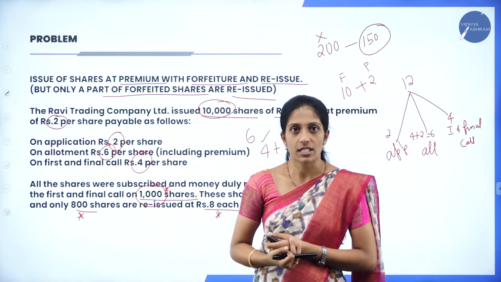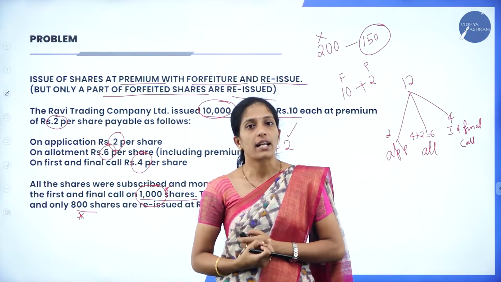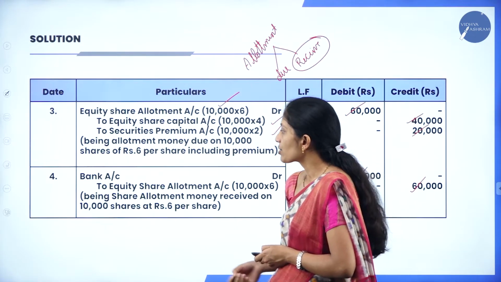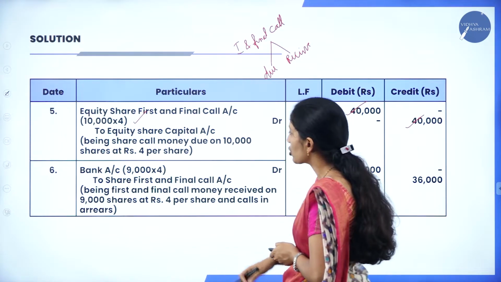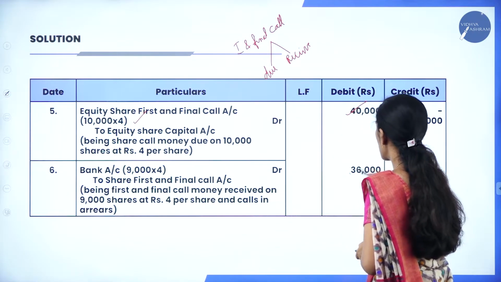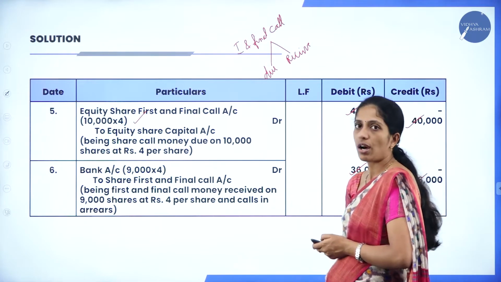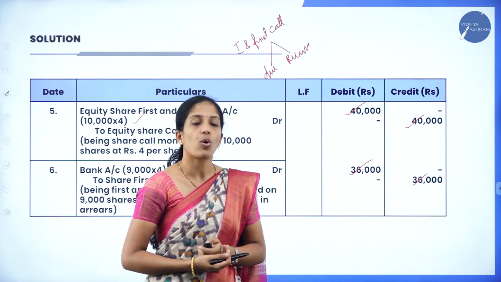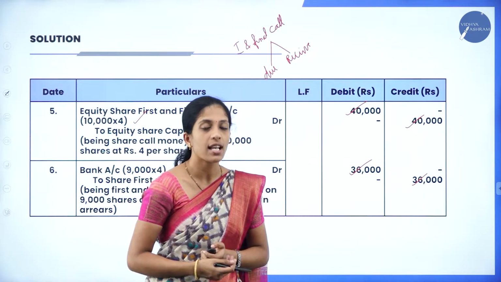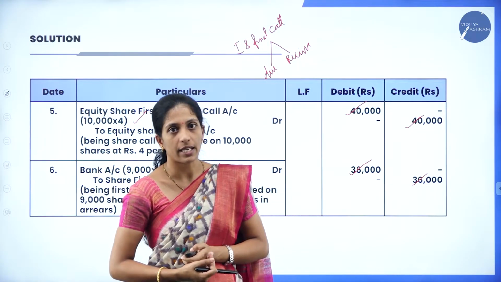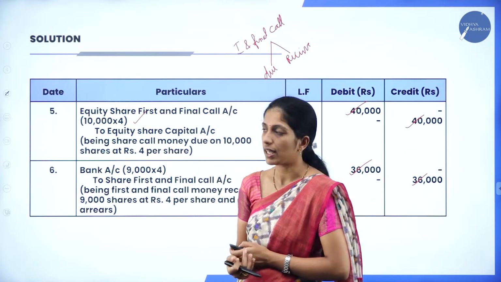So what is the entry for receiving call money? Bank account debit, equity share first and final call account. Bank account debit, equity share first and final call account, 9,000 into 4, that is 36,000. So how can you write the narration? Being first and final call money received only on 9,000 shares, and 1,000 shareholders will be calls in arrears. They have not yet paid.